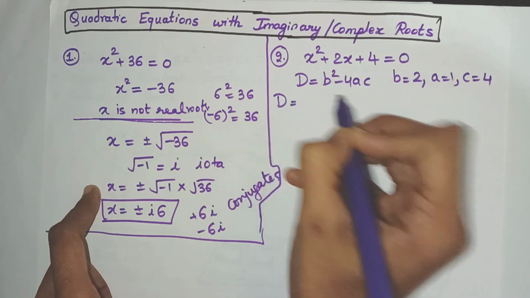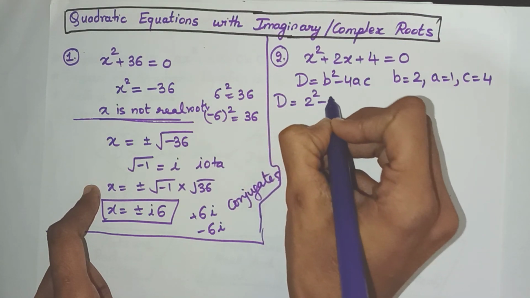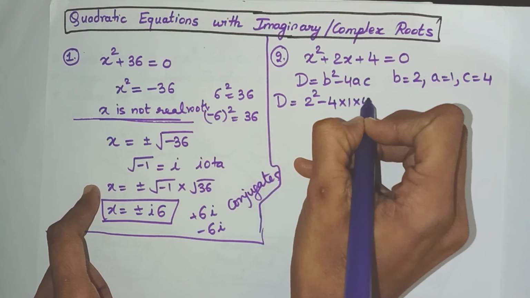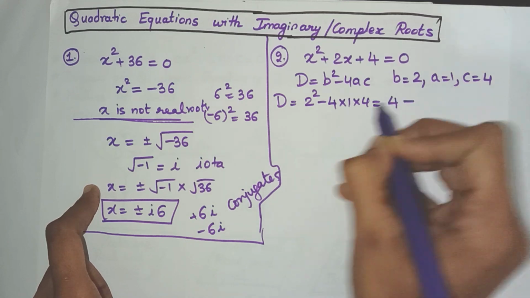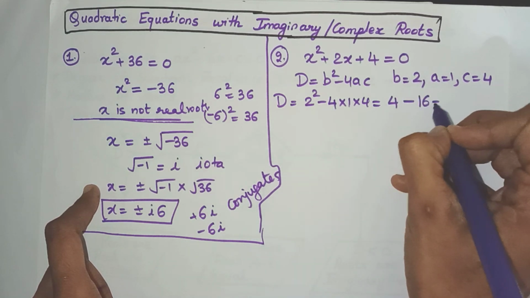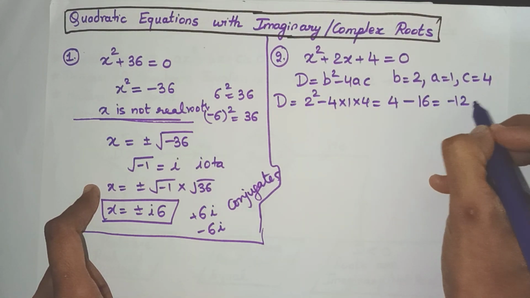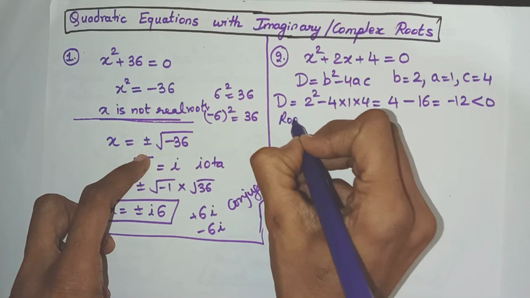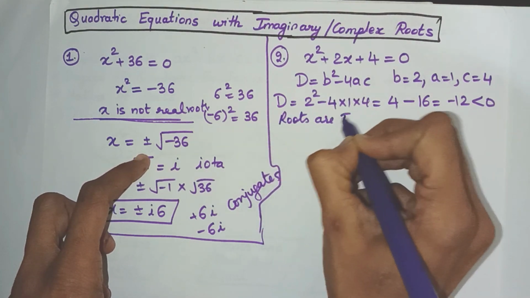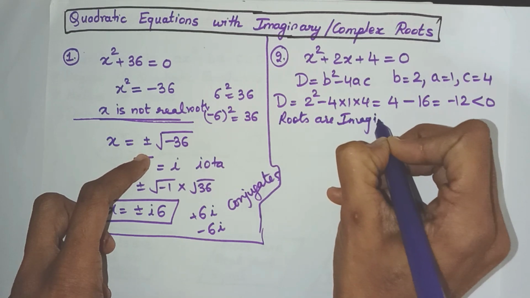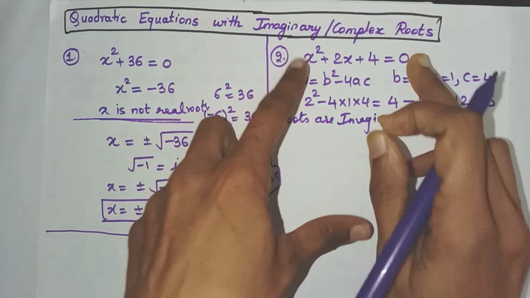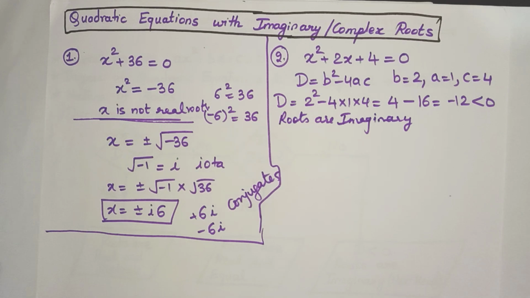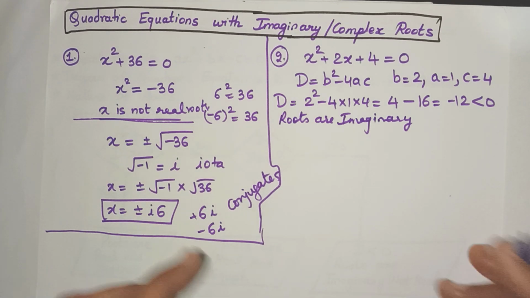So let me quickly find the discriminant. It is 2 square minus 4 into 1 into 4. So 2 square is 4, minus 16, so 4 minus 16 is minus 12. So yes, definitely it's less than 0. That means the roots are going to be imaginary. Whenever you have such types of quadratic equations, just make sure whether the roots are real or imaginary.